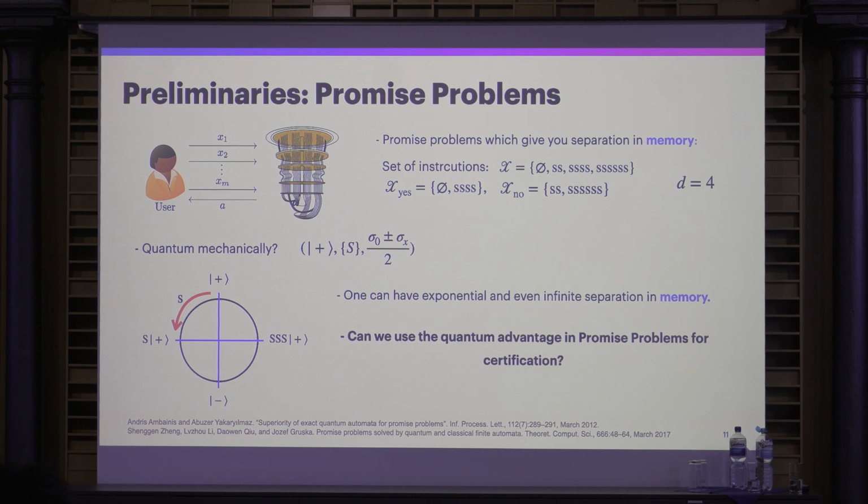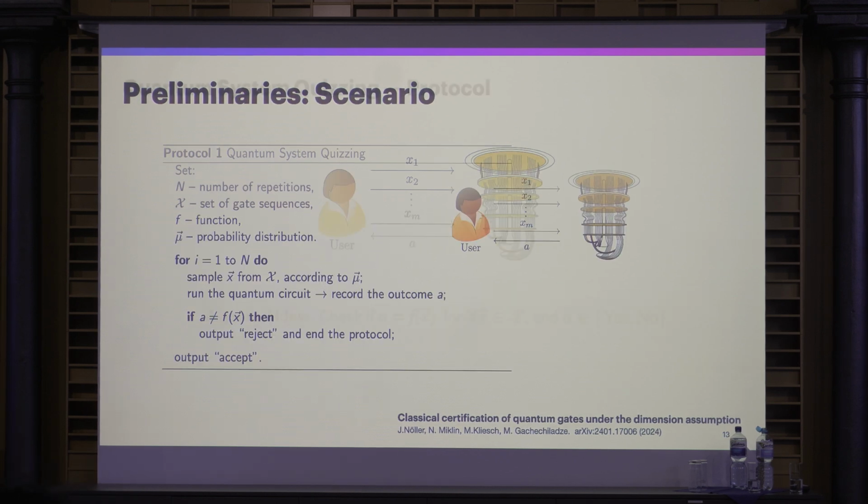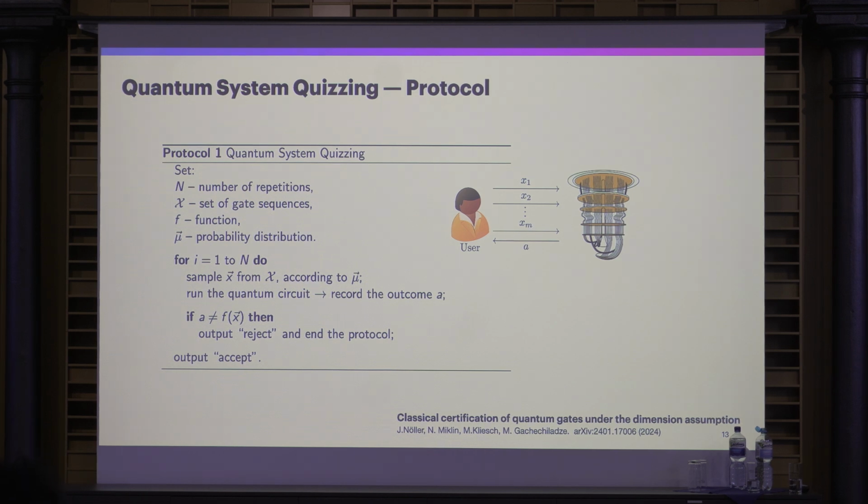And our question here in quantum system quizzing is, can we use this advantage in memory and turn it into the certification task? And that's what the goal is, actually. It's a very simple goal. The general idea is to have a promise problem and check if the quantum computer gives you a correct answer all the time. And if it gives you a correct answer, you want to learn what is the exact internal workings of a quantum computer. And to test this, we have a protocol.